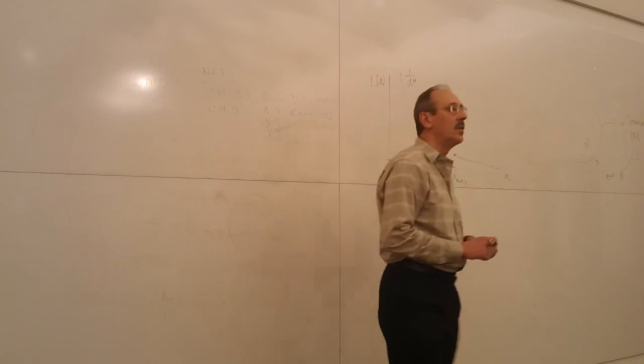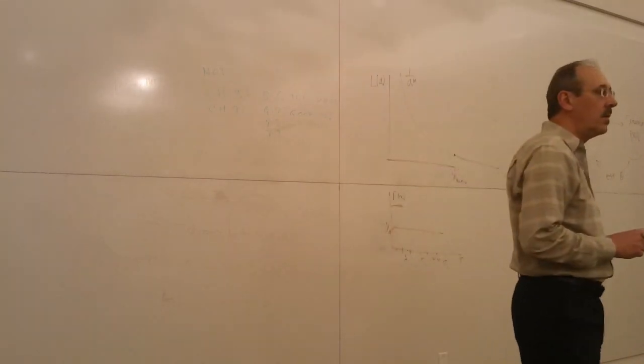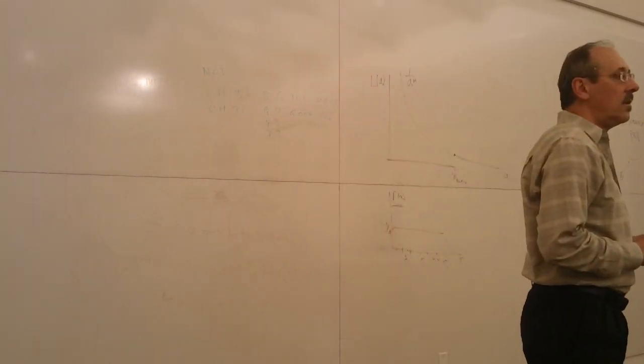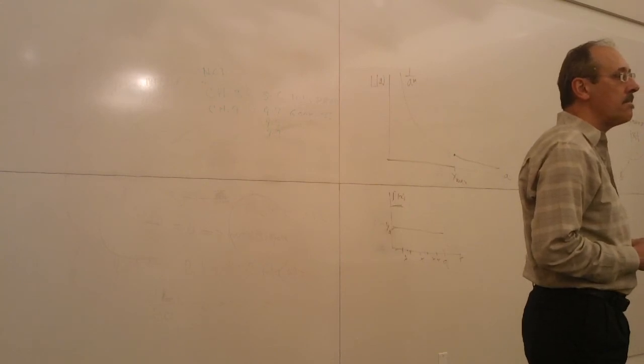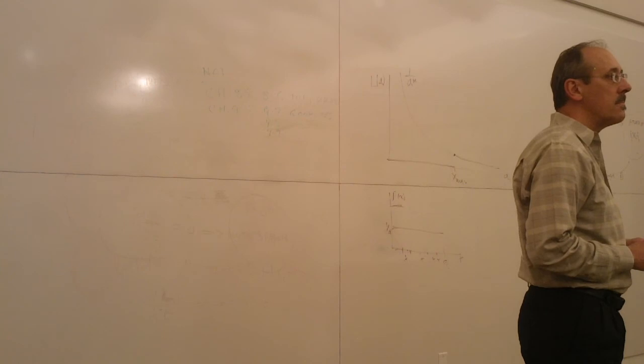Jen? I was just curious, when will we know we can use that? Like, if the PDF is a little bit linear, then we know that it's similar to uniform?